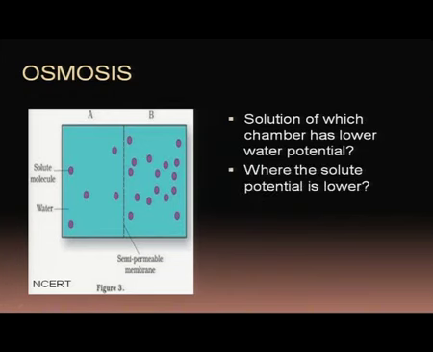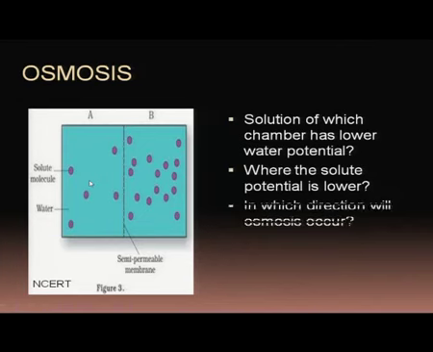Where is the solute potential lower? Solute potential again because of the presence of solutes. So, where more solutes are present, the solute potential will be lower, but the solute potential will be higher where the amount of solutes is less. So, it will be higher in chamber A. In which direction will osmosis occur? Now, again, as we had discussed earlier also, the water potential is lower in B and higher in A. So, the water will move from A to B.